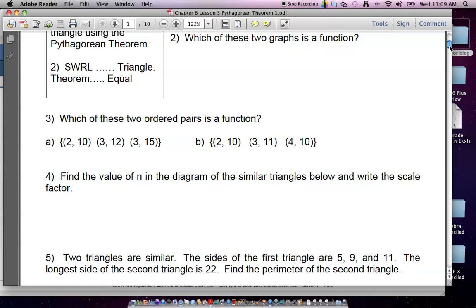What about a theorem? What's a theorem? What does theorem sound like? Well, you know what? Let's go back to that in a minute. What's equal mean, everybody? The same. Okay, good. Theorem sounds like what word? Theory.